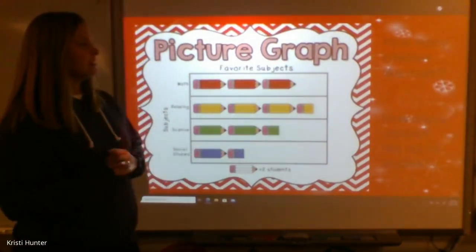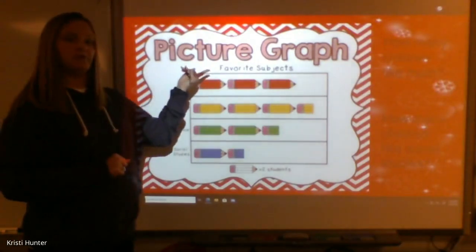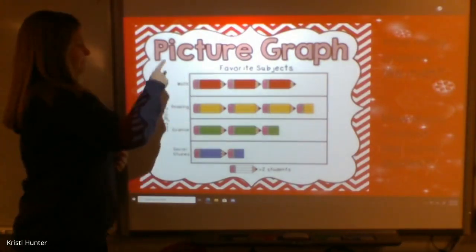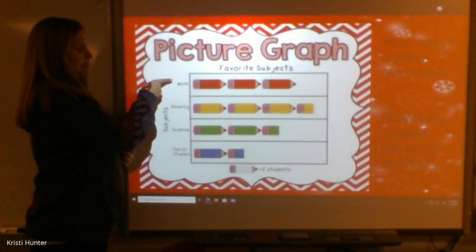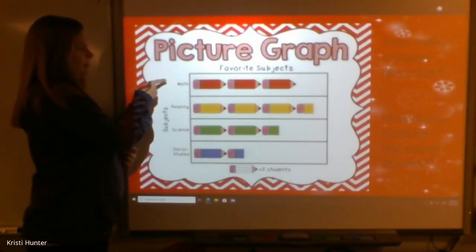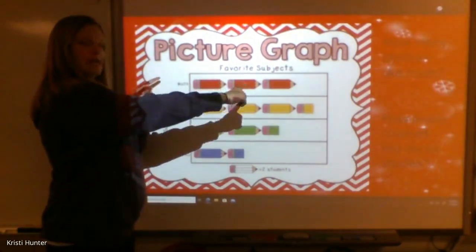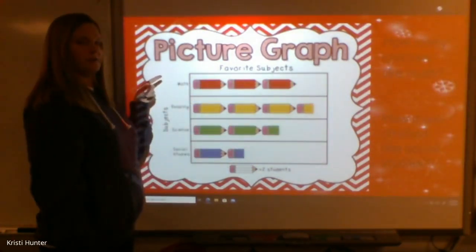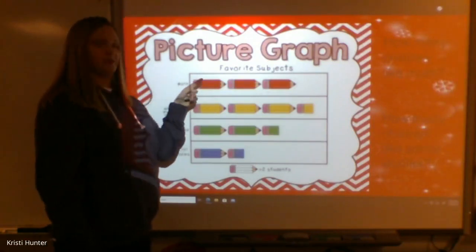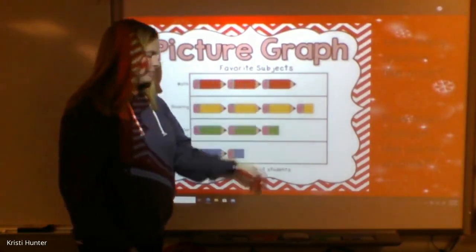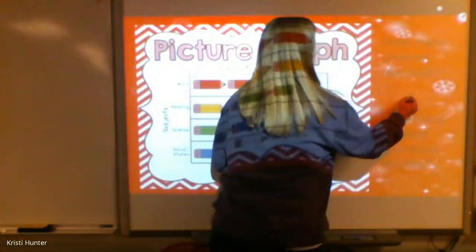How many children like math? These kids have voted for their favorite subjects. I'm going to find math over here. Math is my red pencils. It's right here at the top. How many children like math? Count by 2s. How many like math? 2, 4, 6. 6 is our answer.